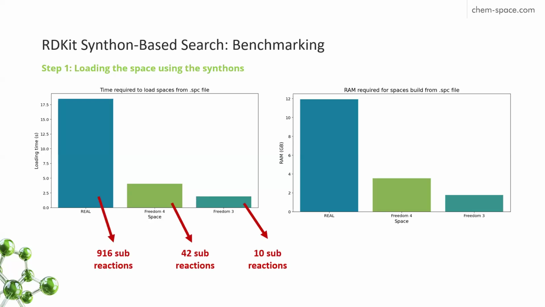The reason for that is that Inamin Real has much more sub-reactions. They divide their reactions into additional splits so that they can account for the price of different building blocks and some reaction compatibility. This is why their space has this many sub-reactions, which results in duplicated syntons and a harder structure. This affects the loading time, and you'll see later that it will affect the search time as well.